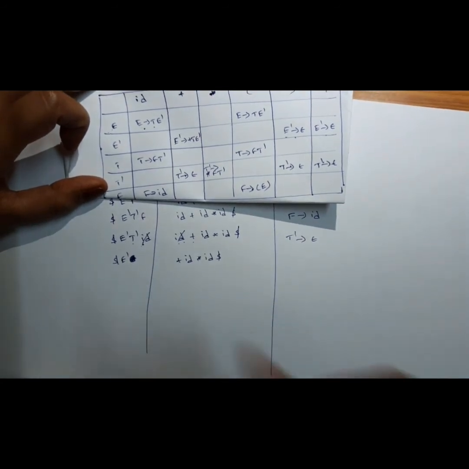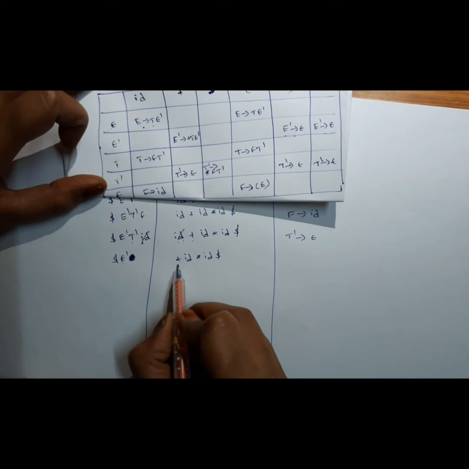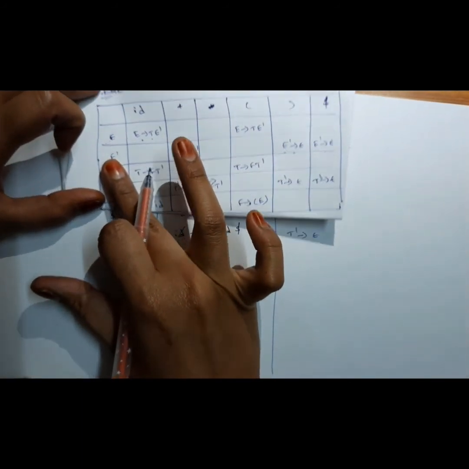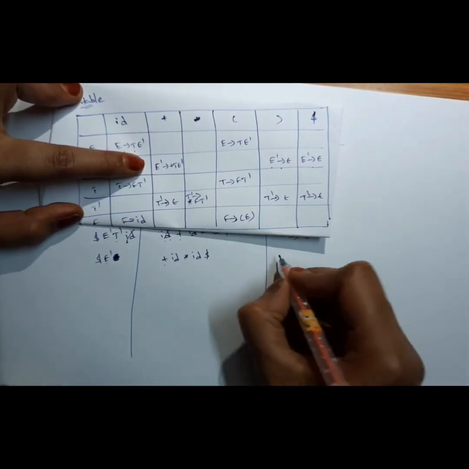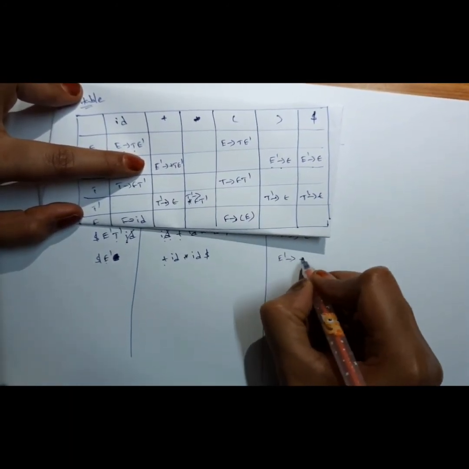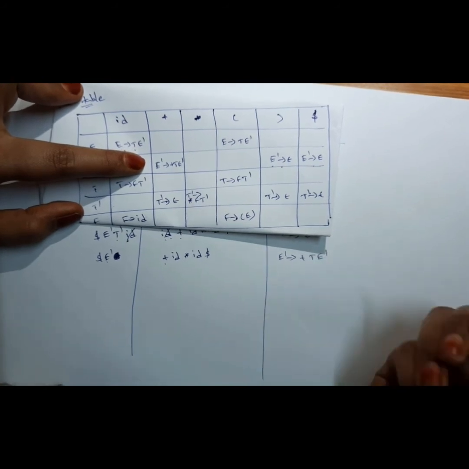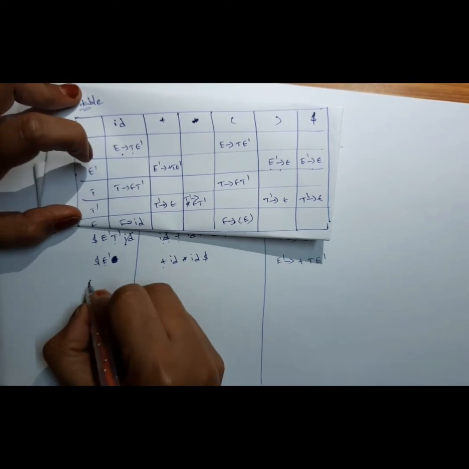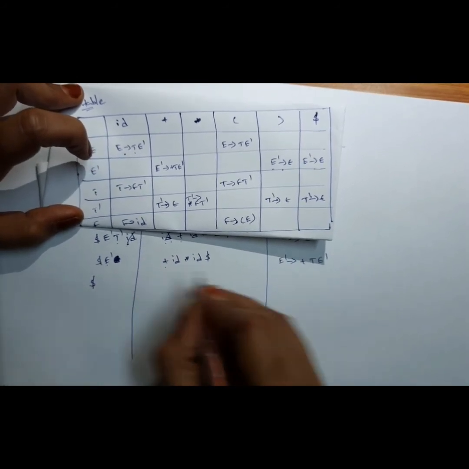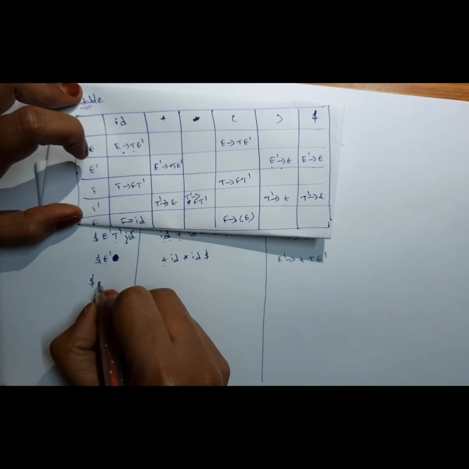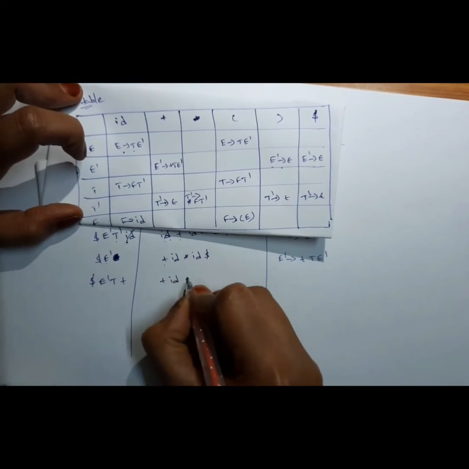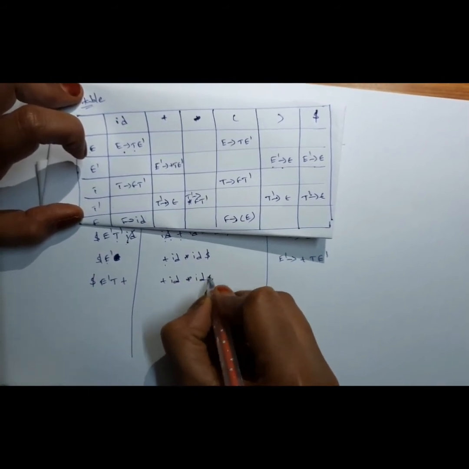Now I am considering E dash with plus. E dash on plus, we are having a production E dash derives plus T E dash. So I'm replacing E dash value as E dash T plus. The input string is plus ID star ID dollar.